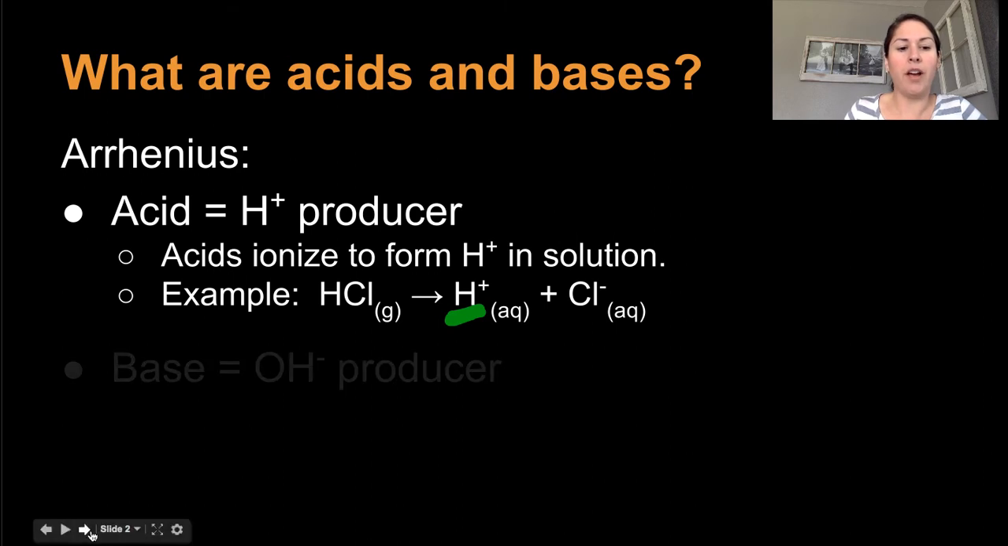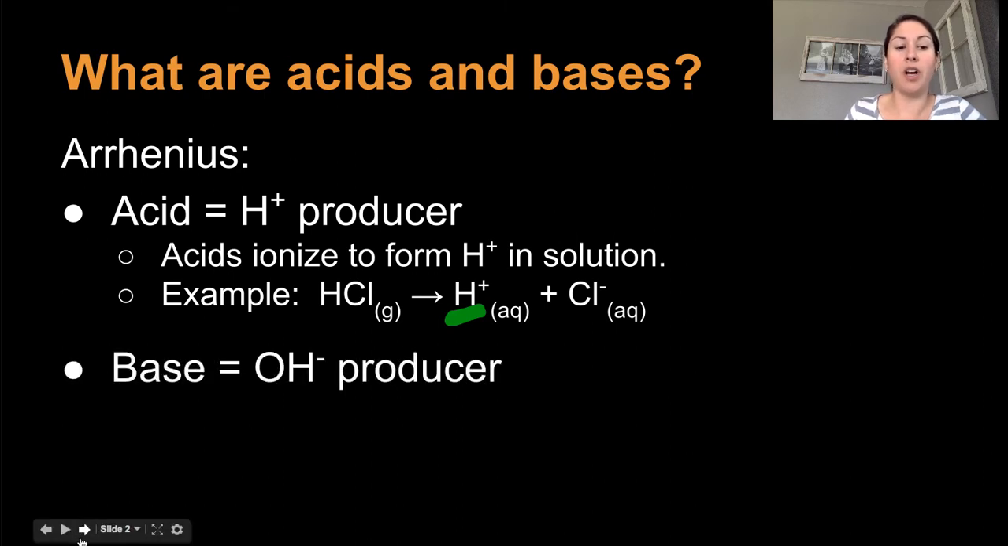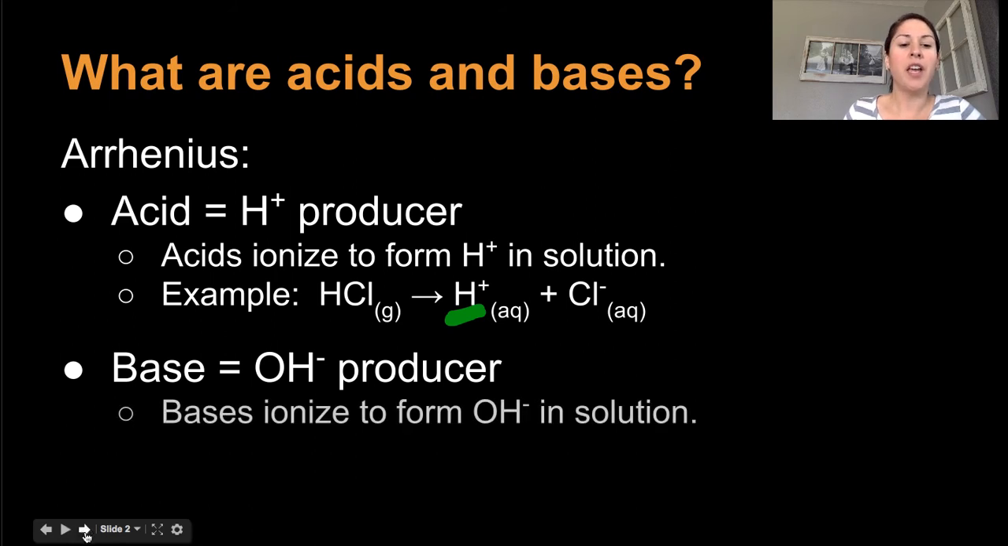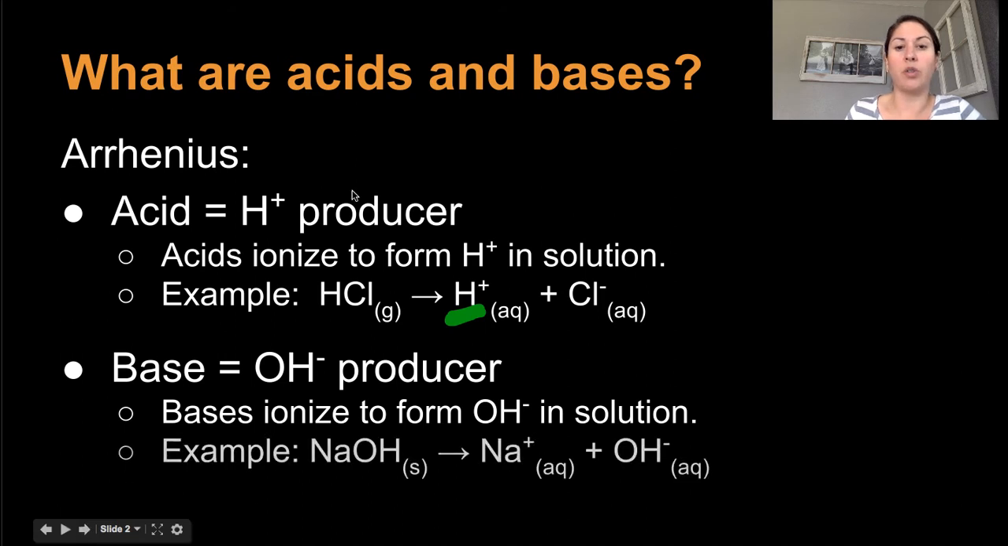We also have bases that are hydroxide producers. So OH minus is a hydroxide ion. And those bases ionize to form those hydroxide ions in solution. So we see with that, here is our hydroxide. Okay? And so that is just a very simple definition. Unfortunately, it doesn't work for all of our acids and bases. So there are things that can behave as an acid or a base that don't actually fall under this.